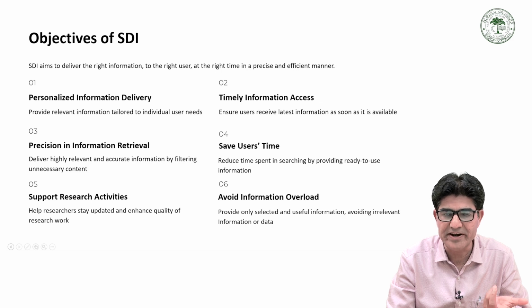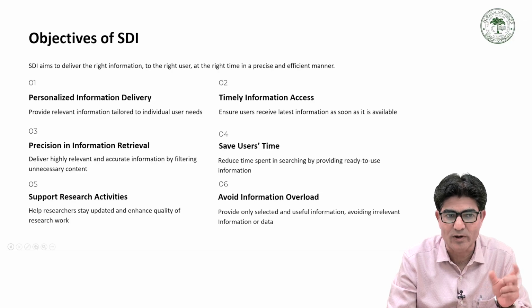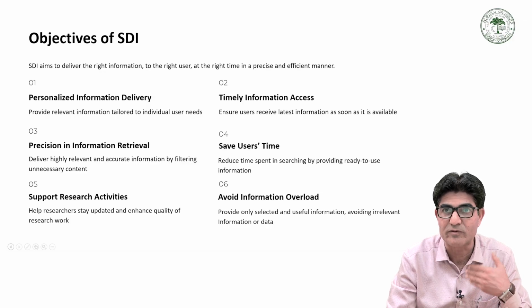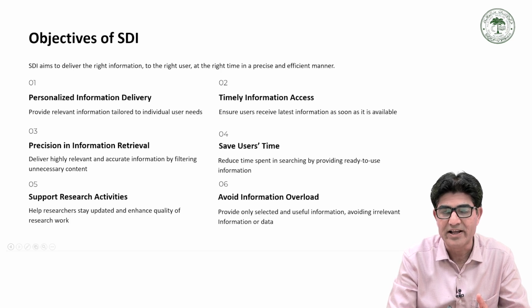Then precision in information retrieval is also one of the objectives of SDI, where it is important to deliver highly relevant and accurate information by filtering unnecessary content. So as we have already mentioned, the right user, at the right time, with the right information. So everything cannot be intimated to the users. Only relevant information needs to be identified, and then the same may be delivered to the users. So precision is very important because there is information overload, and from the huge volume of information, the relevant information needs to be identified, and that may be given to the users. So precision in information retrieval. The purpose is to provide precise and relevant information to the users.